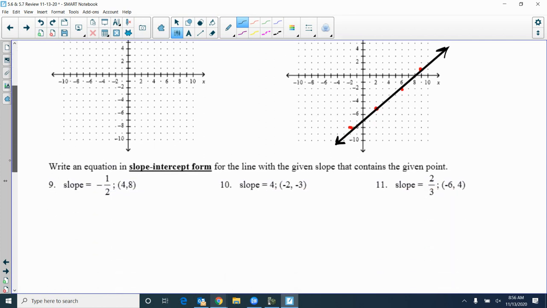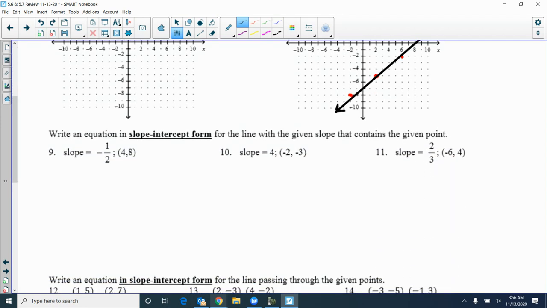All right, now these are going to be similar to what we did last night, or we're supposed to do last night. Let's go all the way on the right-hand side. Let's just do number 11. We're going to go down the right-hand side. Everybody should have number 11 done correctly with me. Write an equation in slope-intercept form, y equals mx plus b, for the given line that contains a given point. All right. You remember what we do here?